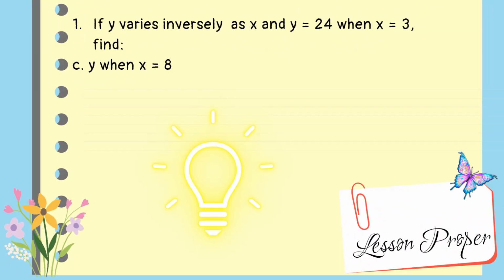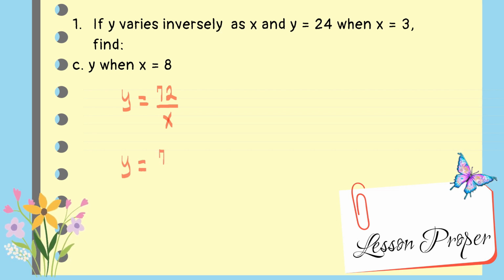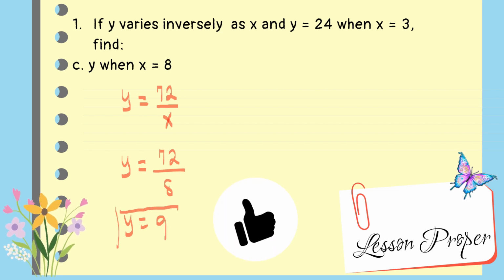Next, find y when x equals 8. Again, our equation of variation is y equals 72 over x. To solve for y, we just substitute the value of x in this equation. So y equals 72 divided by x, that is 8. So y equals 72 divided by 8 is 9. Therefore, the value of y when x equals 8 is 9.